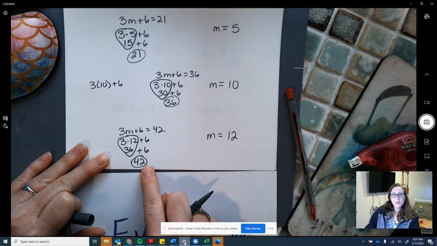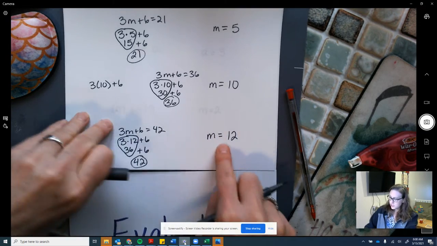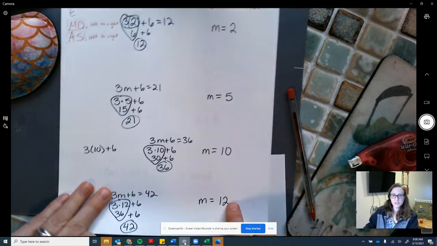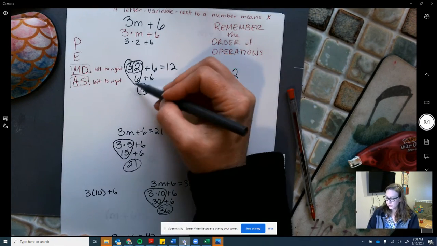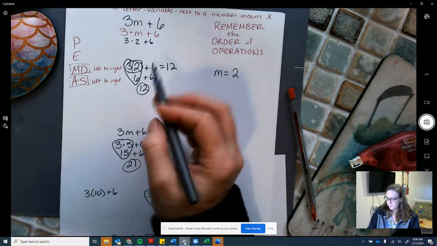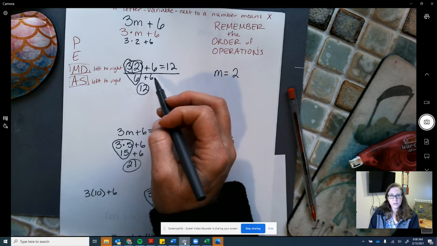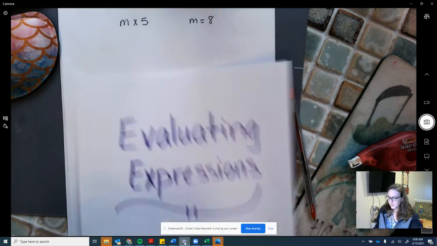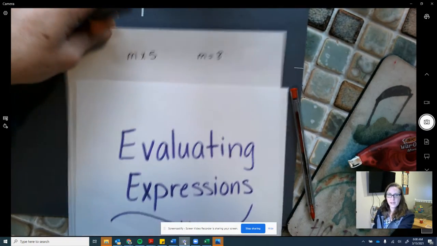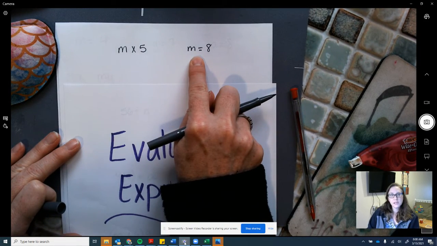So you see how the variable can change. Here it's 2, 5, 10, and 12, and that changes the answer. The important thing is that you rewrite the expression with the variable in it, and then solve it with the order of operations. All right, the next page has some expressions, and we're told what the variable equals.